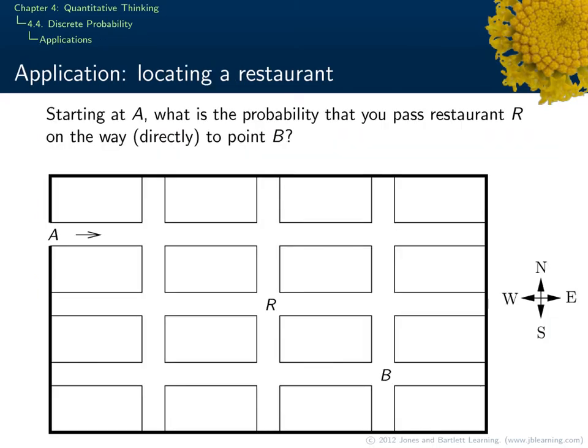Okay, here's a probability application, so to speak. So we're starting at A, and the question is, what's the probability that you pass restaurant R on the way to point B? So again, we're going to assume that the only directions that we're going to move are south and east, because it would be counterproductive to move north or west. So what we want to do is consider all of the paths from A to B, and then we want to consider which of them pass the restaurant R.